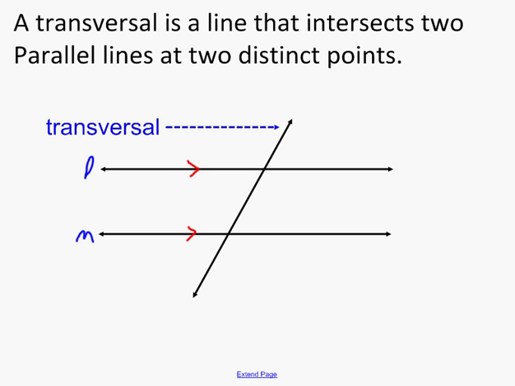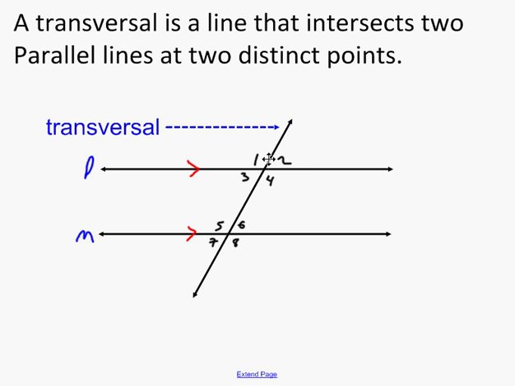Now, as you can see, when the transversal intersects those parallel lines, it forms 1, 2, 3, 4, 5, 6, 7, 8 angles. Let me label those for you: angle 1, angle 2, angle 3, angle 4, angle 5, angle 6, angle 7, and angle 8. You don't have to number them this way, but I wanted you to see that there are 8 angles formed. You have your vertical angles, like 3 and 2, 1 and 4, 6 and 7, 5 and 8. We've been over that before.